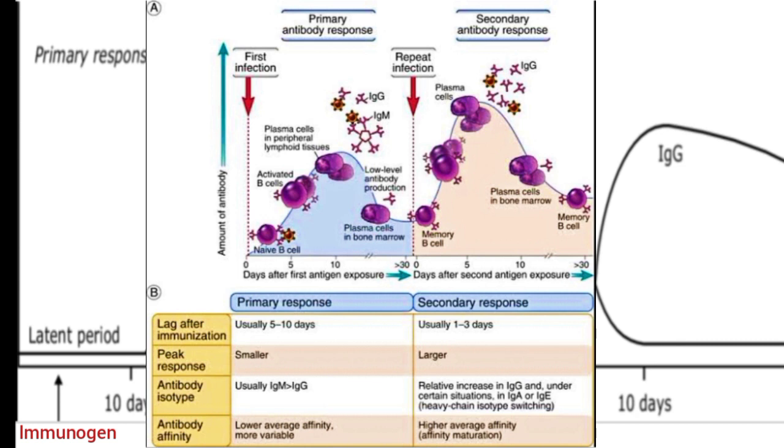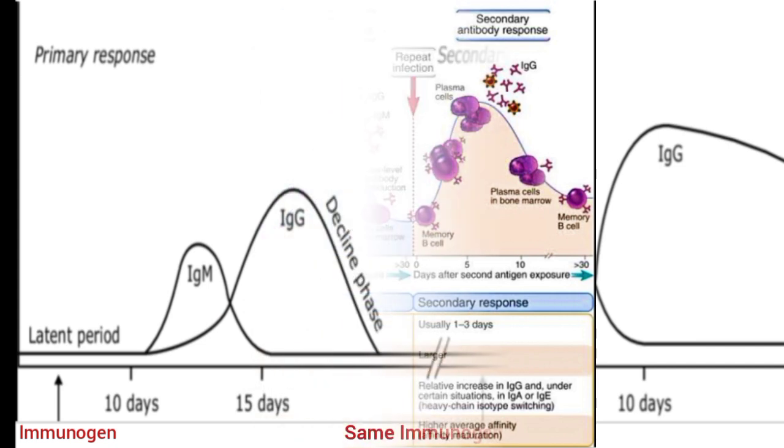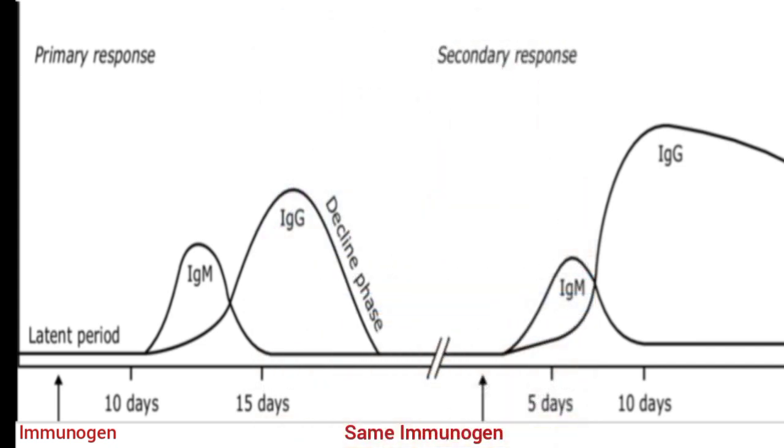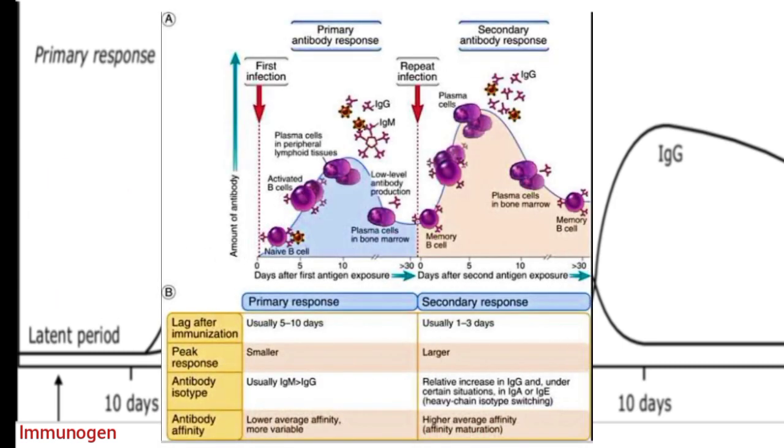So one question can arise from this topic: which response has a short lag phase or a long lag phase? The answer is that in the primary response, the lag phase is longer than in the secondary response. In the secondary response, there is a much higher level of antibody that lasts for long periods, and in the primary response, antibodies do not persist for long.